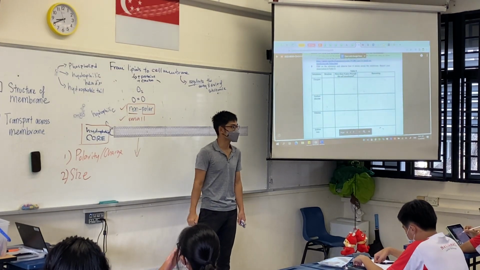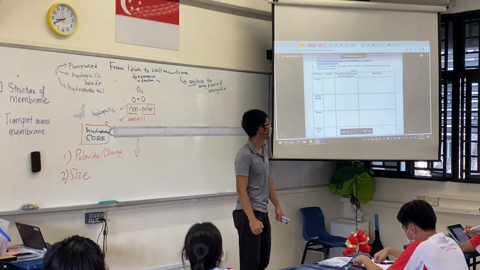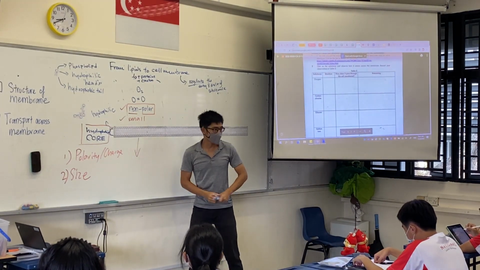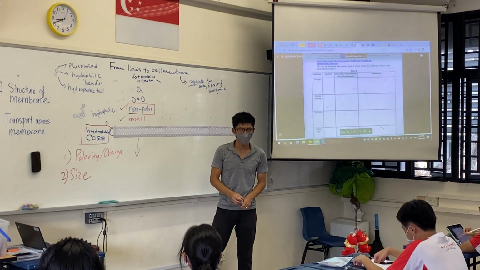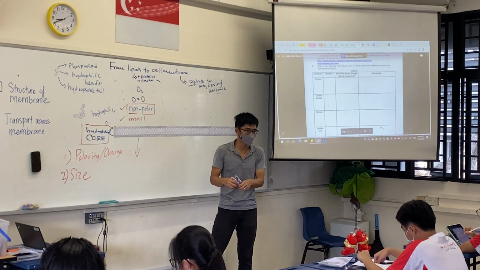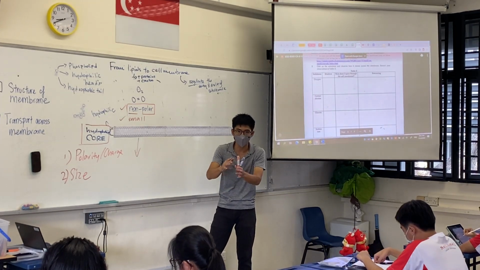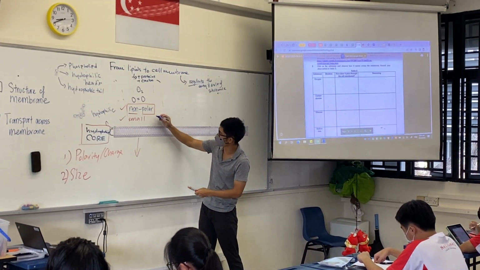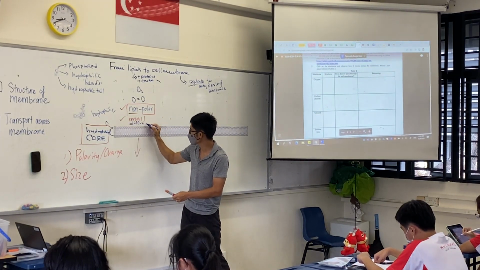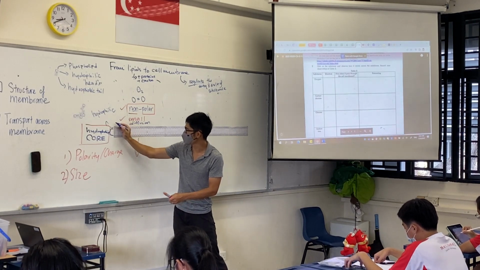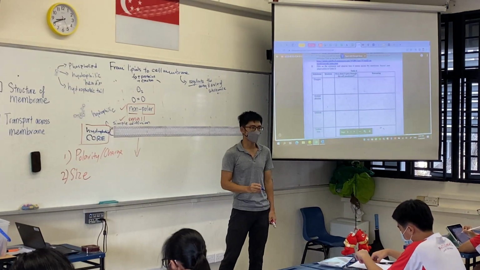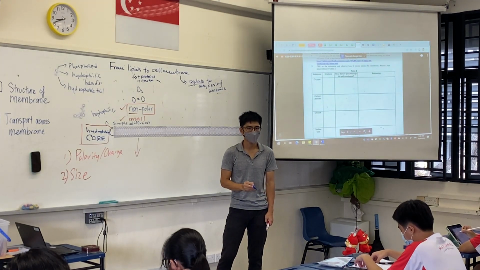Shall we try the next? Okay, how does it pass through? Now, I'm going to bring in something you all learned last time. You know the word diffusion? Okay, so that's how they pass through. I'm going to write the word diffusion up. They will pass through diffusion. More specifically, can you write simple diffusion? They move through simple diffusion.